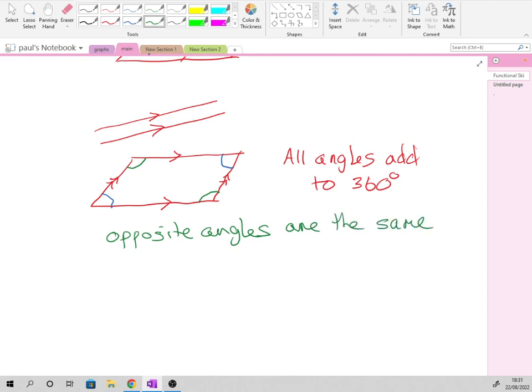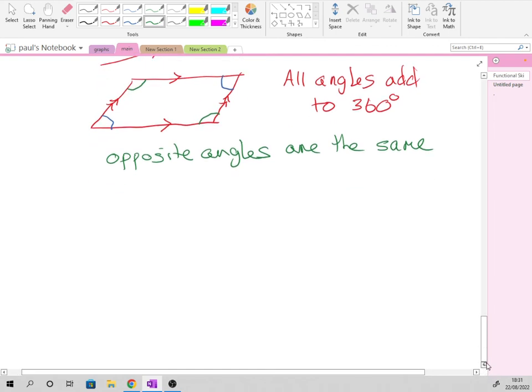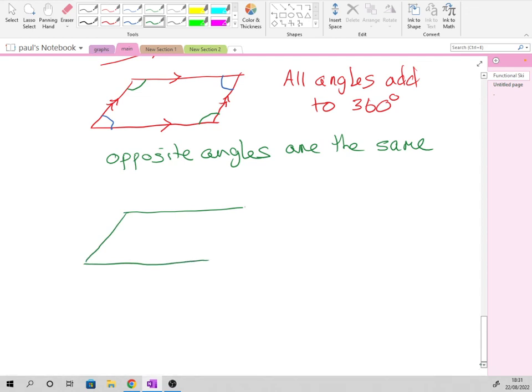Now, with a parallelogram, you can just be given, say, that's 70 degrees. We're going to do X, Y, and Z. You can find out all of them with the knowledge of that and this. So X will be equal to 70 degrees because it is the opposite angle to that one.